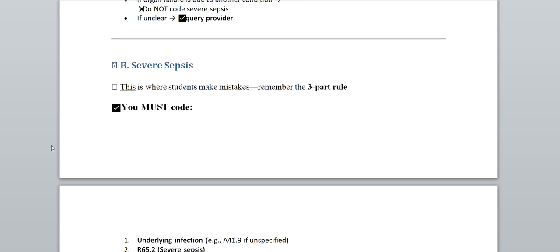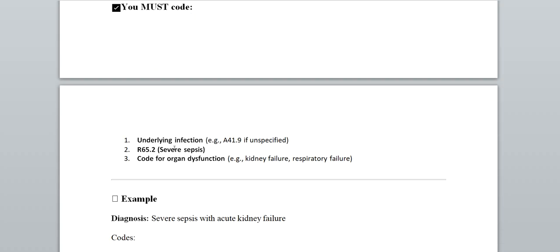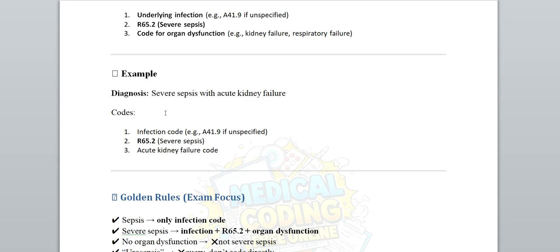Next, severe sepsis. This is where students make mistakes. Remember this main three-part rule. You must code first the underlying infection, for example A41.9 if unspecified. Next, severe sepsis is R65.2. Then code for the organ dysfunction, for example kidney failure, respiratory failure. For example, severe sepsis with acute kidney failure. Simple question. This is severe sepsis. So first the infection code A41.9 unspecified, then R65.2 for severe sepsis.